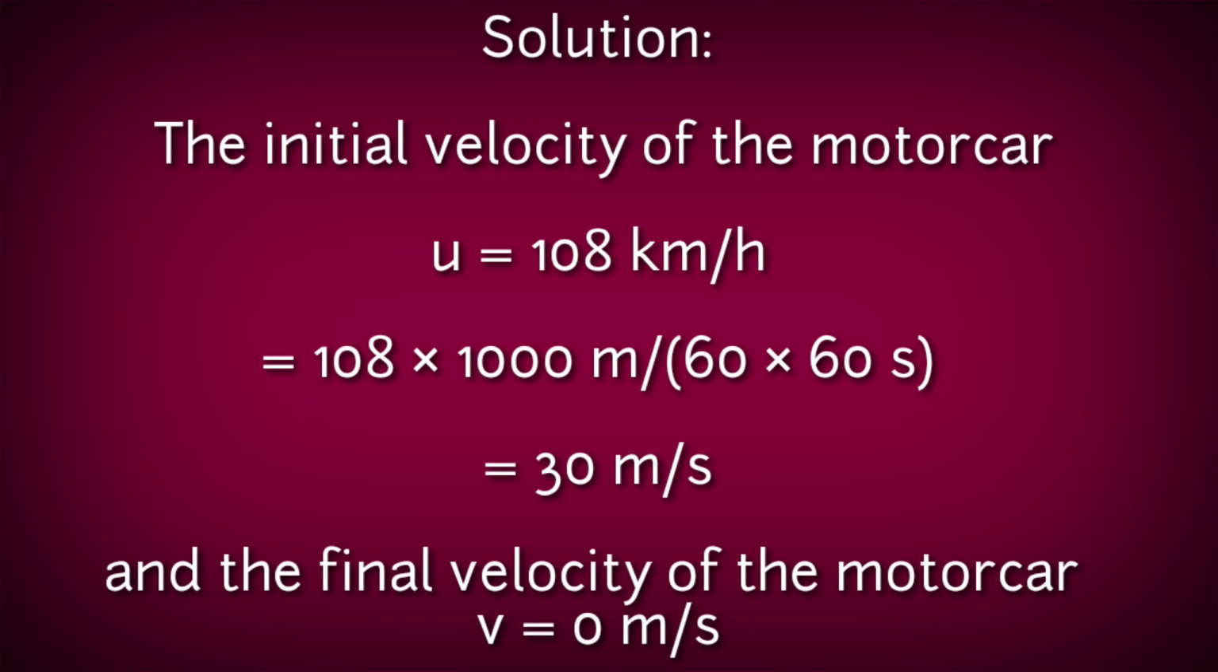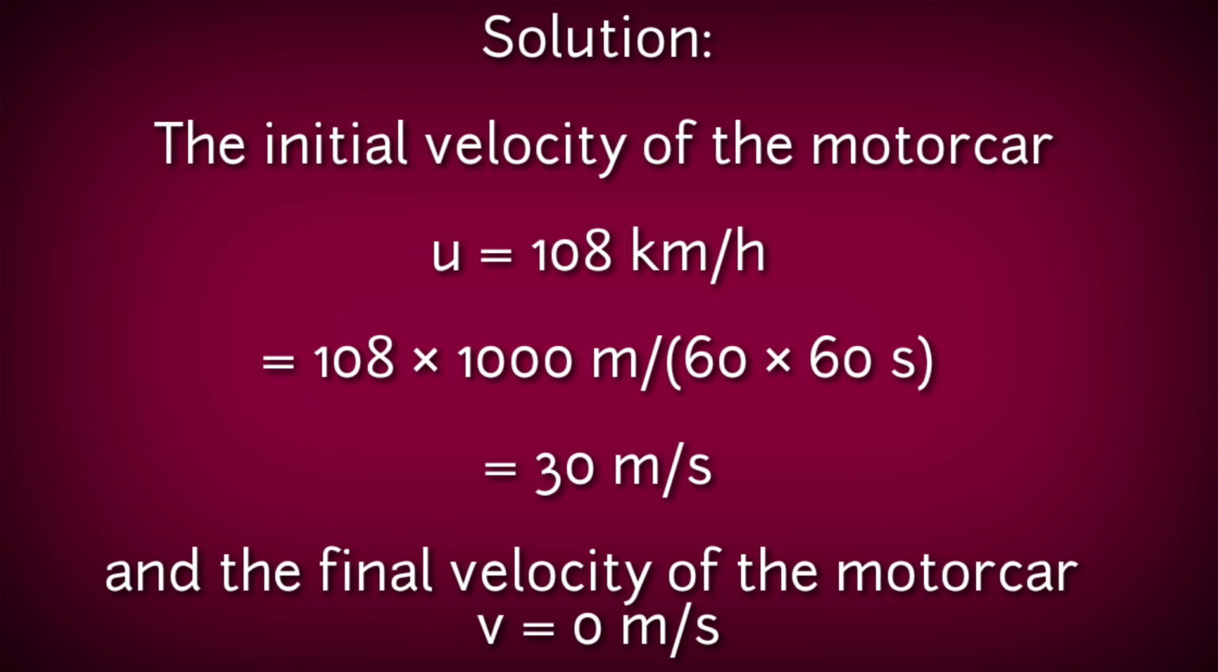Again, the unit kilometer per hour has to be converted into meter per second. The kilometer per hour is not the SI unit. So first we will convert it into the SI unit, which is meter per second. You can convert kilometer per hour into meter per second by simply multiplying it by 5 by 18. So what you will get is 30 meter per second.